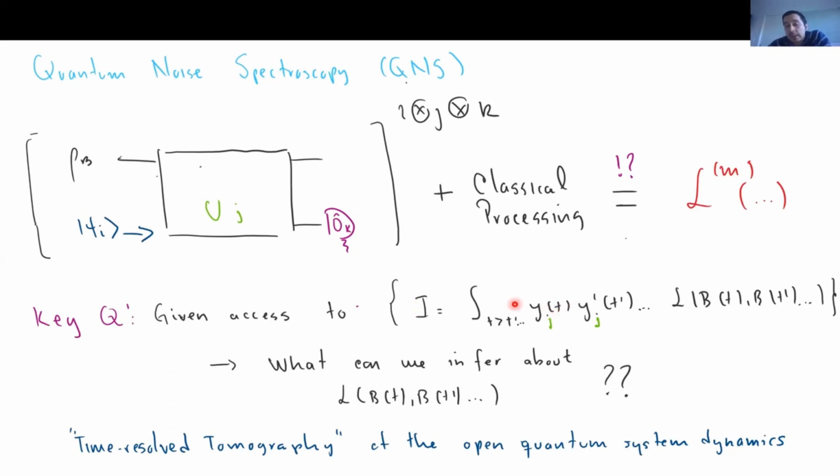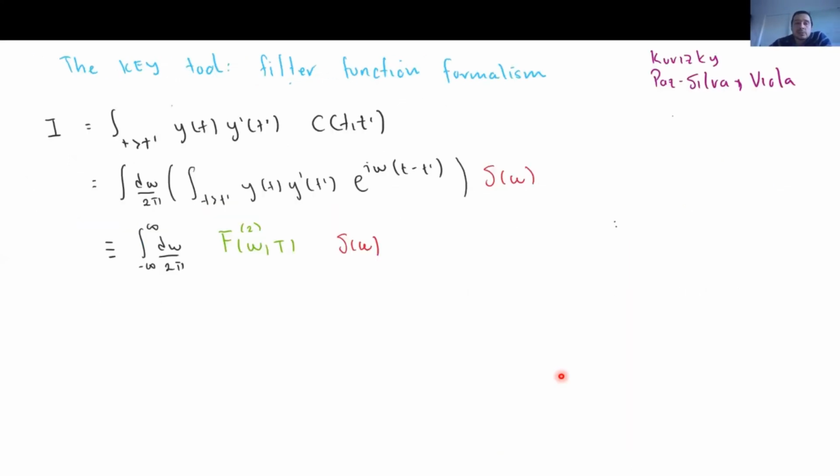You want to, given access to these I's, and given your ability to manipulate these switching functions that depend on your control, ask what you can infer about these correlation functions. This is the whole point of this type of protocol. And so the key to achieving this, more in terms of the mathematics, is the so-called filter function formalism. It's really a way of rewriting our integrals in such a way that they become friendlier.